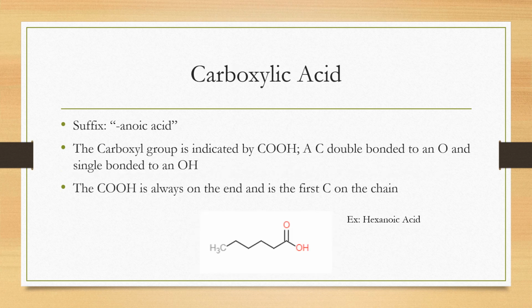Carboxylic acids have the COOH grouping, which is the C double bonded to an O and single bonded to an OH hydroxyl. COOHs will always be on the end and become the first carbon for the sake of numbering.